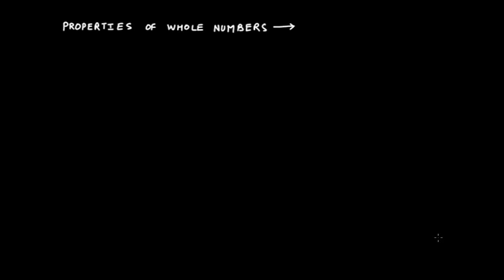Now let's learn about properties of whole numbers, and the first property that we would discuss is the closure property. In closure property, let's begin with addition. So the first one would be addition.